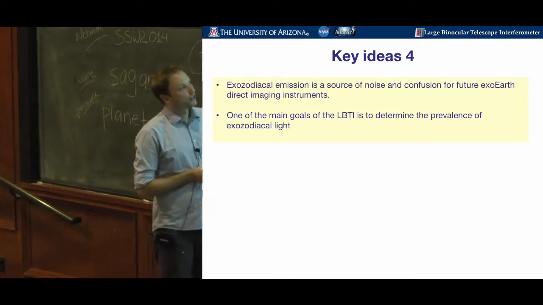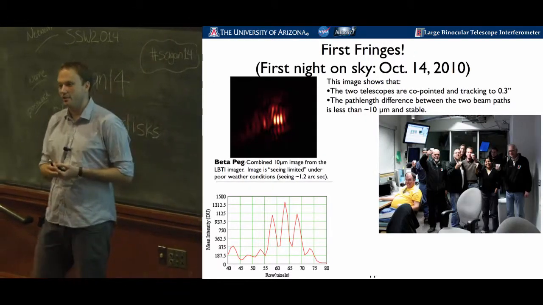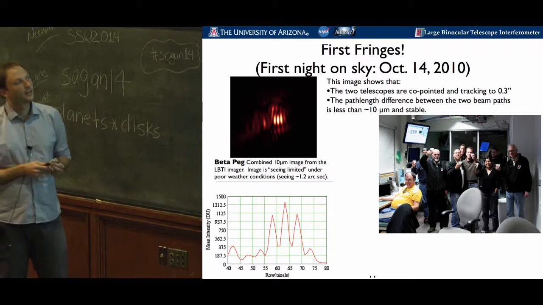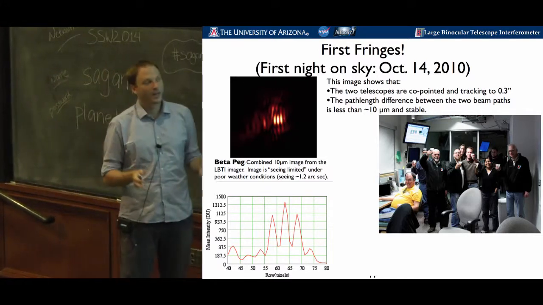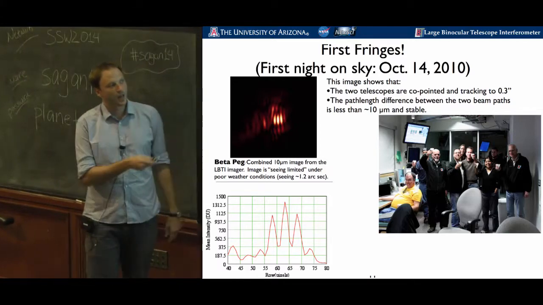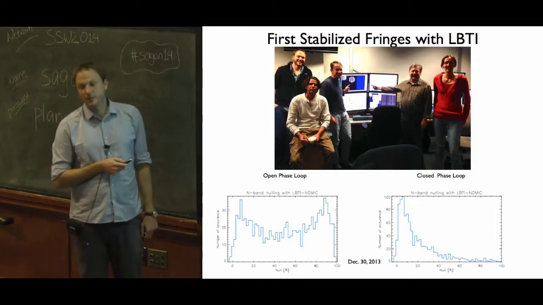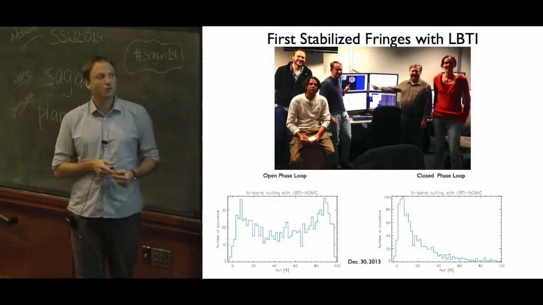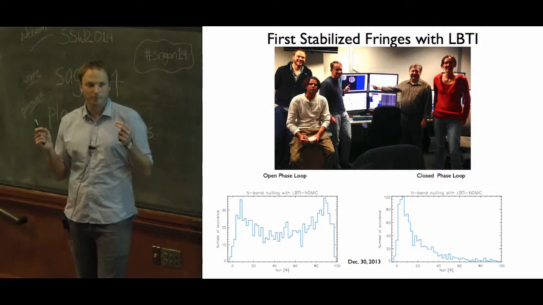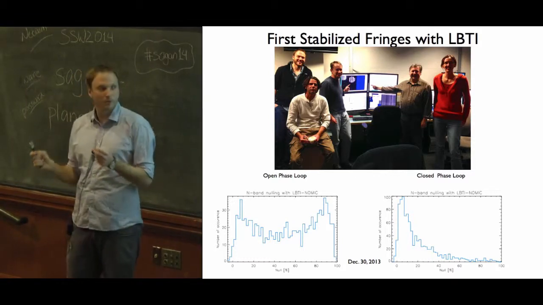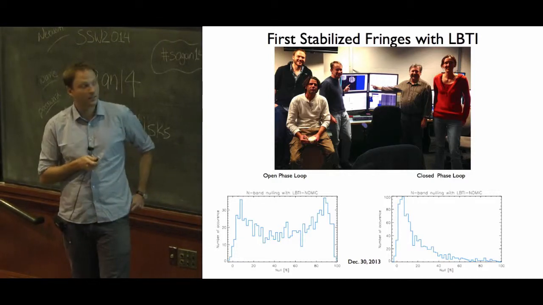The first results: we got the first fringes on sky in 2010. These are the fringes here, just a few weeks after the LBTI was put on the telescope. This is the AO team telescope. And then we obtained, really recently, the first closed-loop measurements, so the first time we stabilized the path length variation between the 2 telescopes. That was last December.